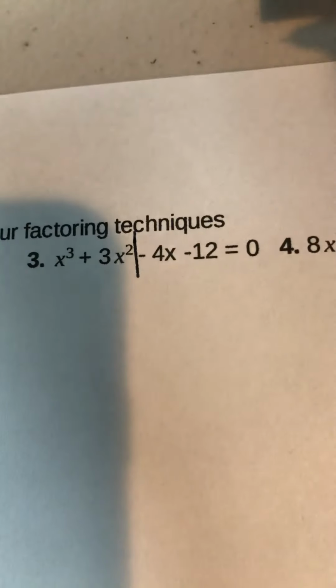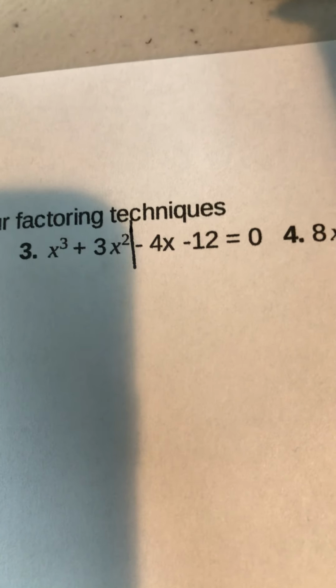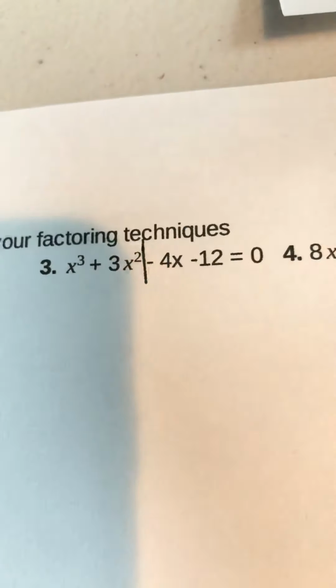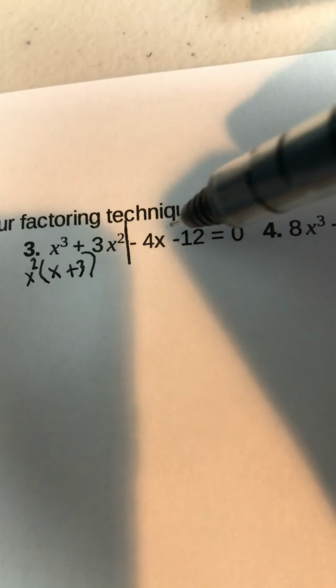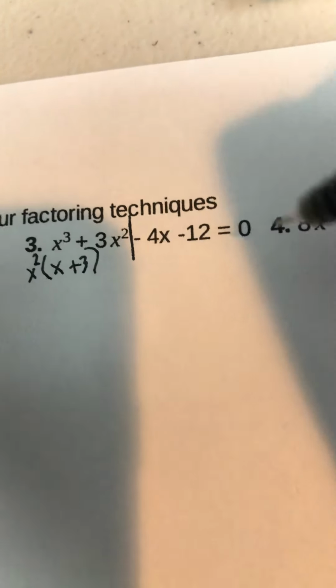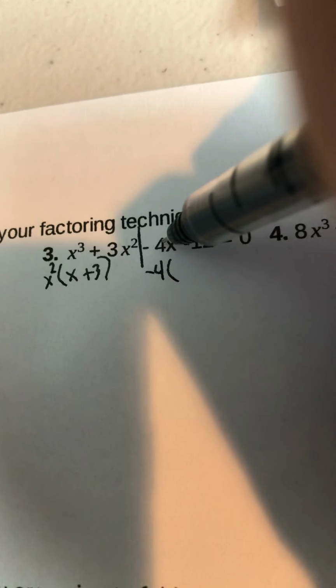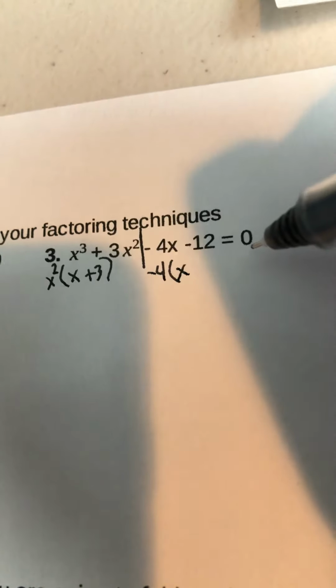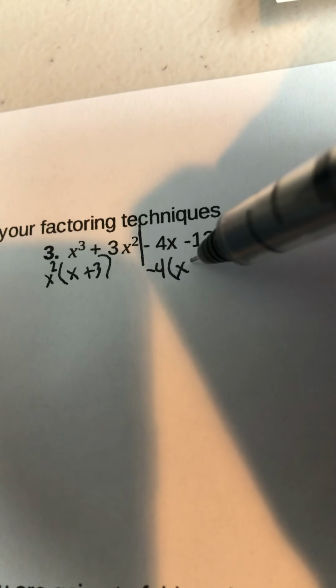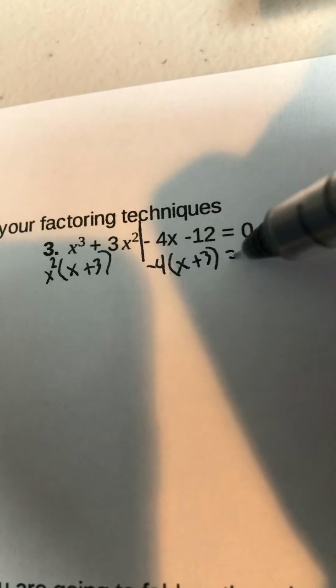On 3, this is where we're going to utilize the grouping technique. So we're going to cut that equation in pairs. And on the left side, what can I factor out of both of those terms? Well, they both have a variable, so I can pull out the lowest degree. On the right side, they're both divisible by 4. And I actually want to factor out a negative 4. And when I do that, negative 4 divided by negative 4 would be a positive 1x. And negative 12 divided by negative 4 would be a positive 3.